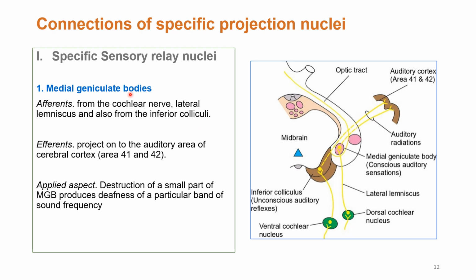Then coming to the connections of the specific projection nuclei. First comes the medial geniculate body. The afferents will come from the cochlear nerve, lateral lemniscus, and also from the inferior colliculi. So the afferents come through the lateral lemniscus and from the cochlear nerve.